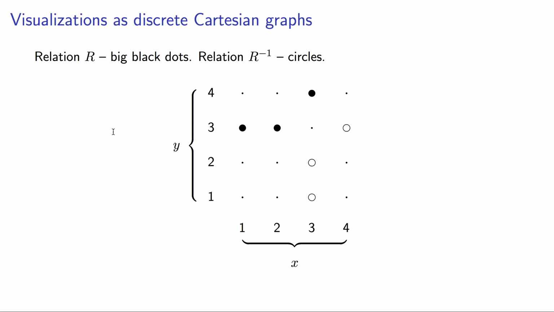Let us consider visualizations as discrete Cartesian graphs. So I'm forming a diagram for the Cartesian product of the set with integers 1 through 4 times the same set, and I'm graphing the relation R using big black dots. Then relation R inverse is graphed using circles. It is immediately visible that the two graphs are symmetric with respect to the diagonal.